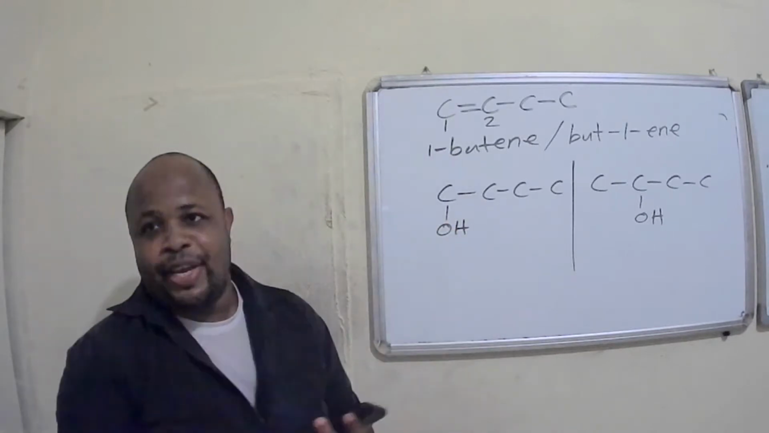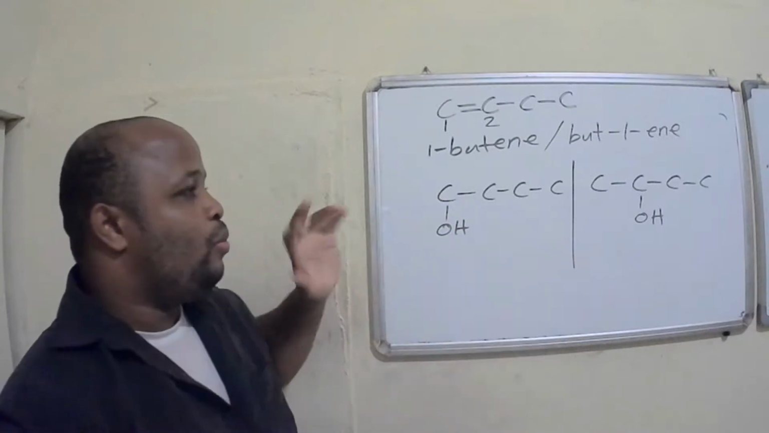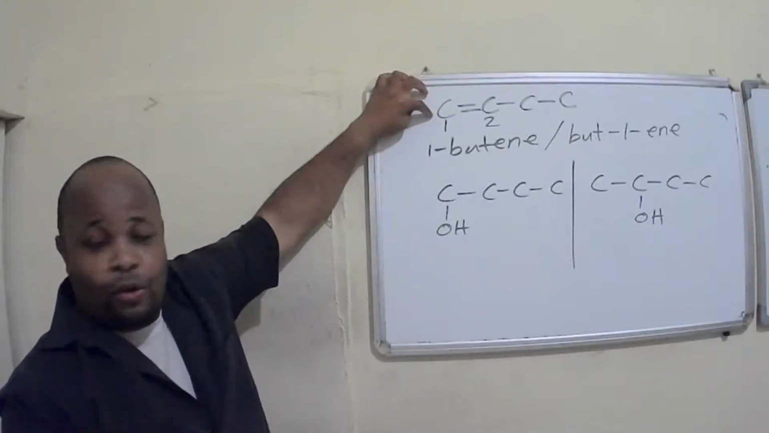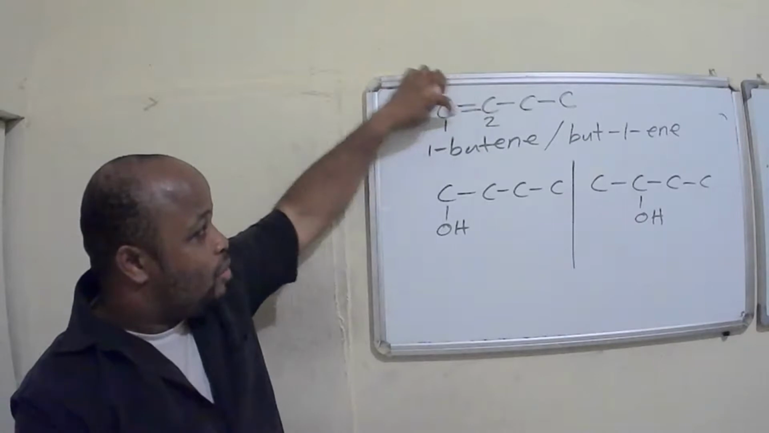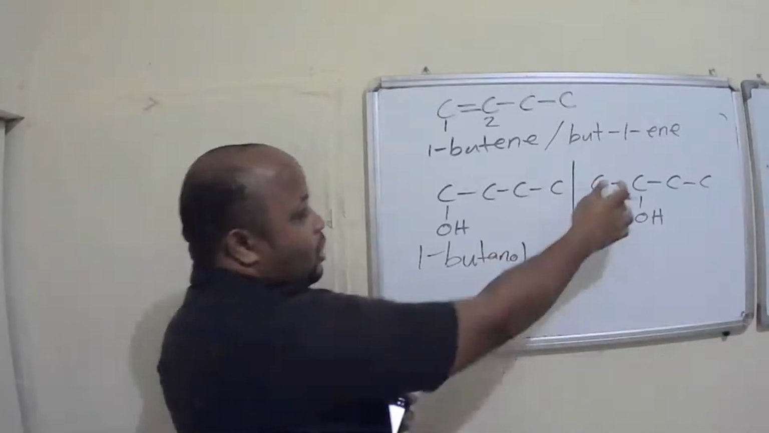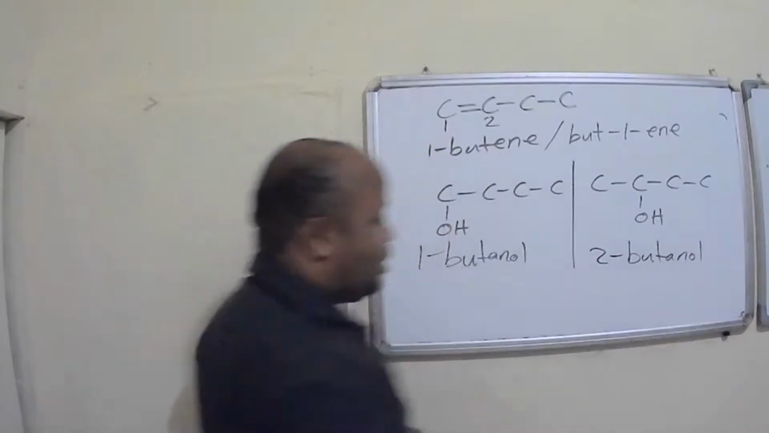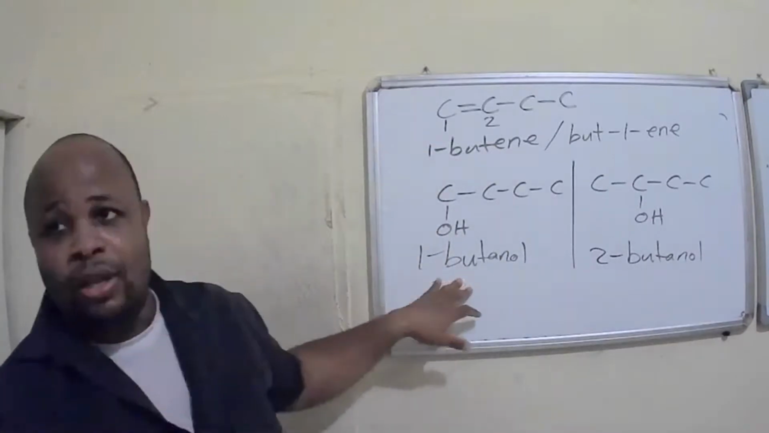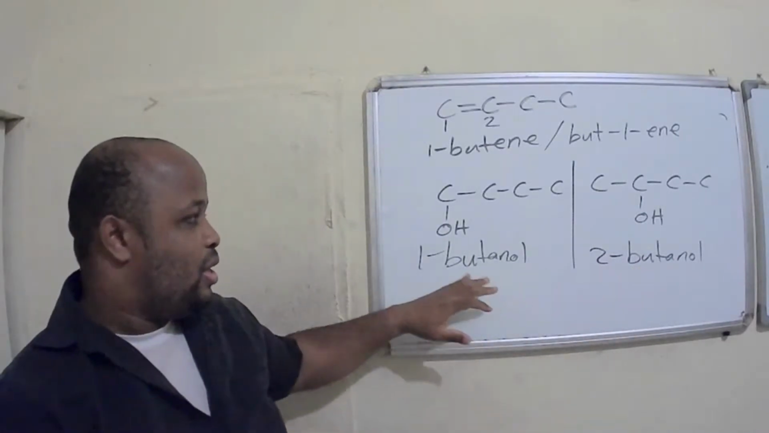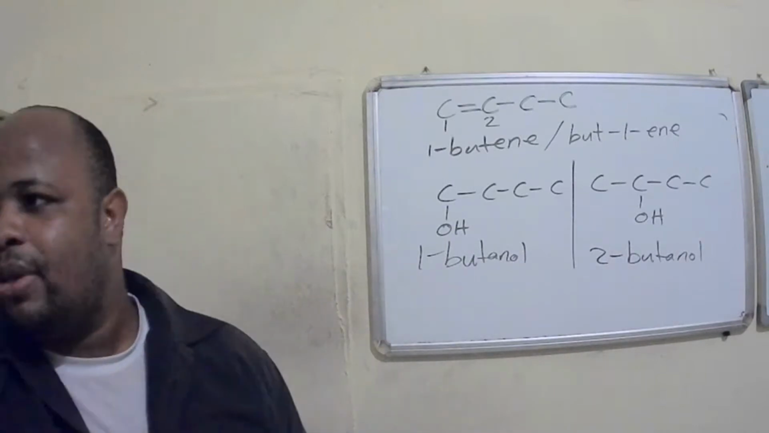When you break the double bond in 1-butene, the OH can go on any carbon. If it goes on the second carbon, you will get 2-butanol. Now one of these is a primary alcohol, this is a secondary alcohol. Good? And we know that primary and secondary alcohols don't react the same.